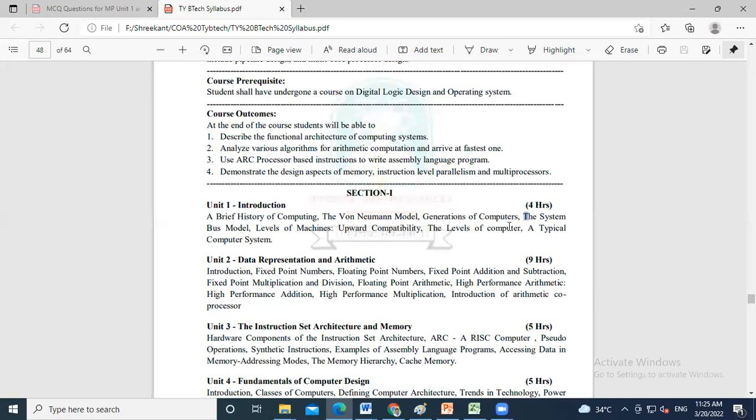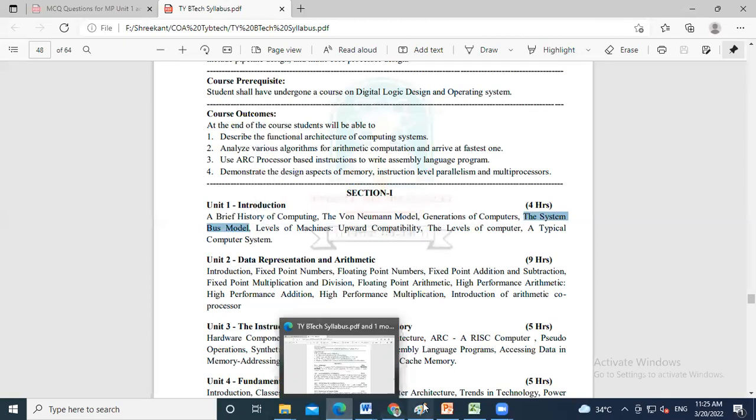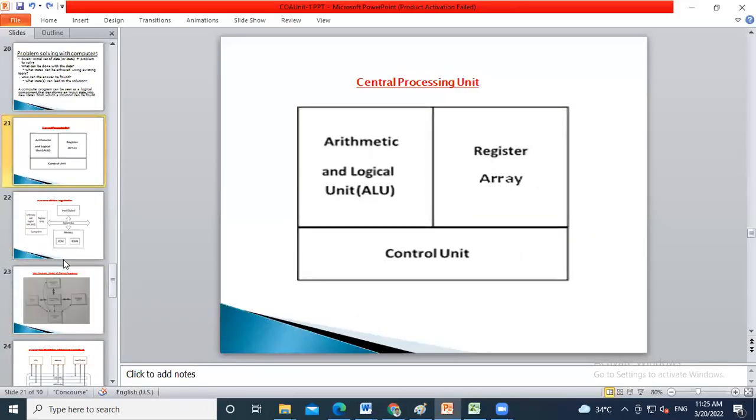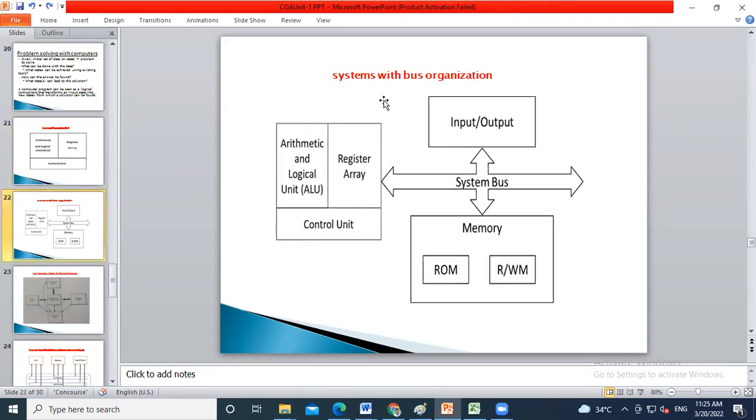As per your syllabus, now I have to start with the system bus model. But before that, I have to cover system bus organization. In that, whatever buses we use for the connection from one device to another device, or within the devices, we call the system bus.